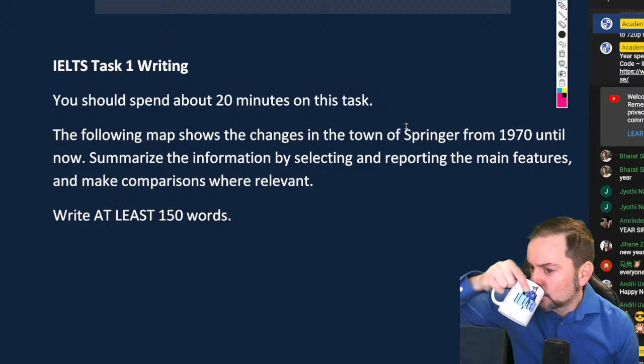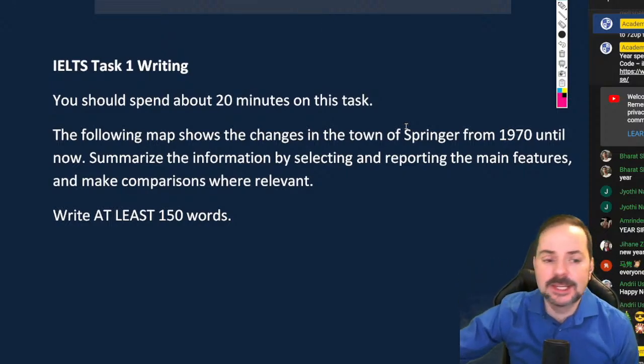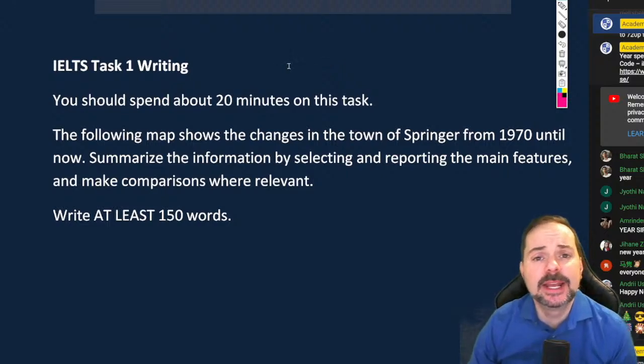So let's get into today's lesson. IELTS Task 1 writing.